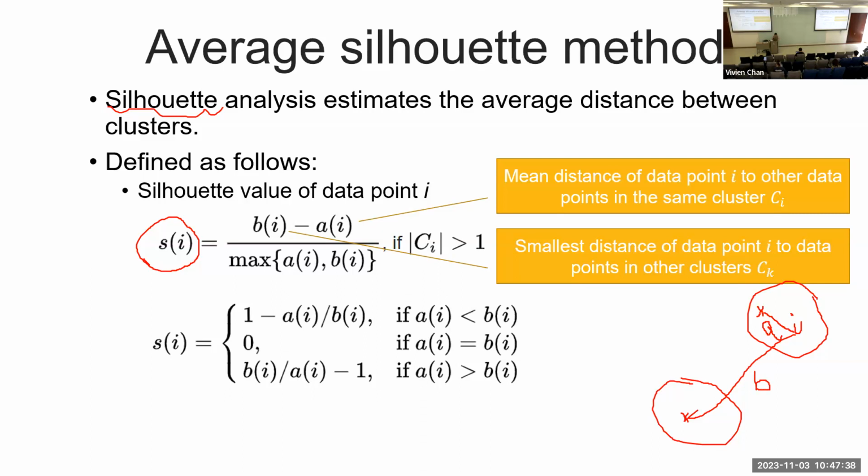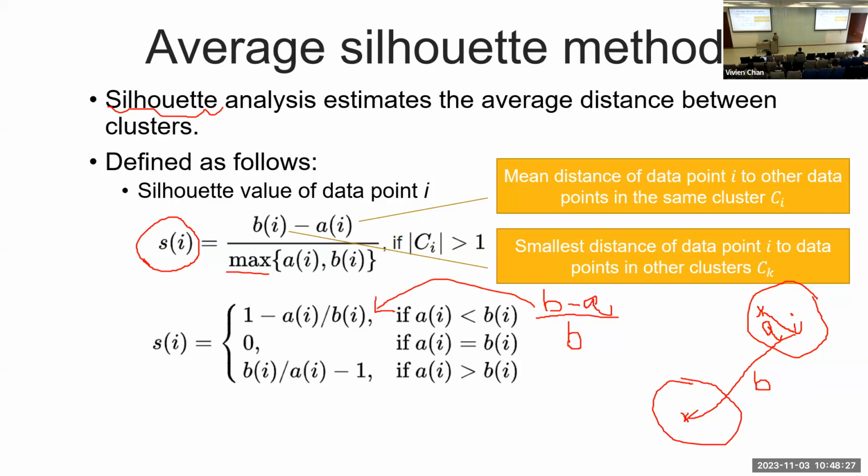So what does S mean? The interpretation is very simple. There are only 3 cases: when A is smaller than B, A equals B, or A is larger than B. When A is smaller than B, looking at the formula, taking the maximum value you will have B here, so you will have B minus A over B. Very simple mathematics. When A equals B, of course, it will be 0, because B minus A, if they are equal, will be 0.